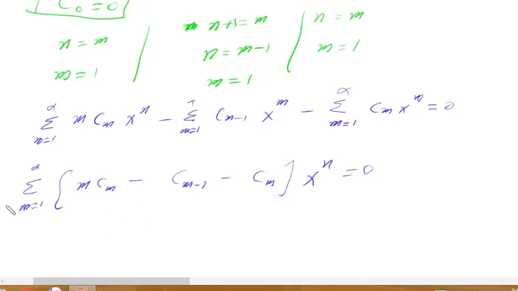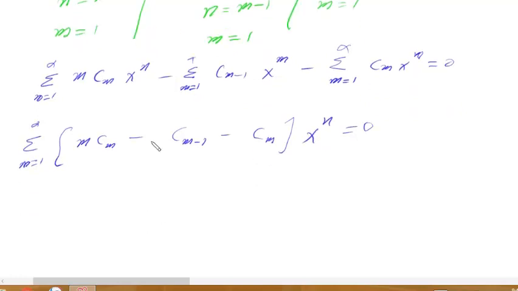Since x^m is not equal to 0, the coefficient must go to 0. Then m c_m - c_(m-1) - c_m = 0.